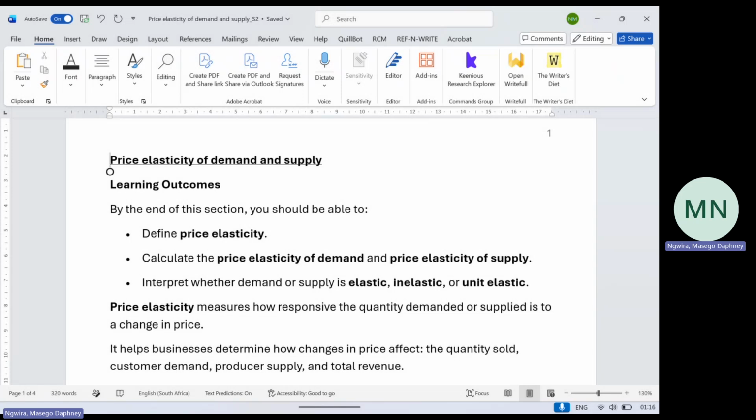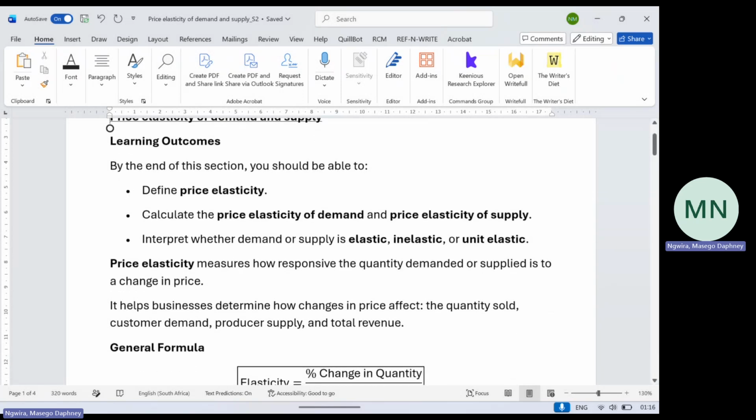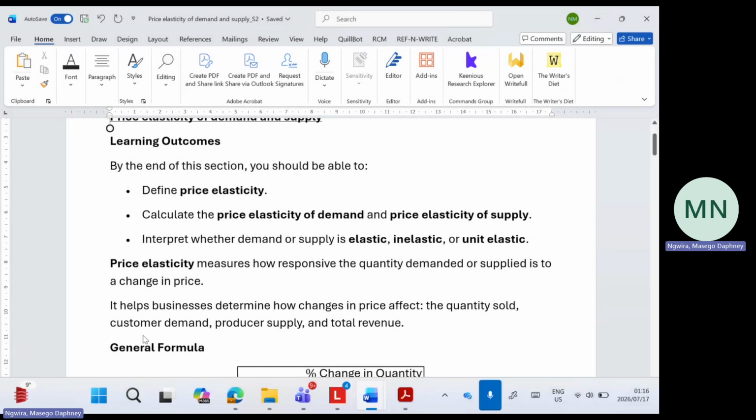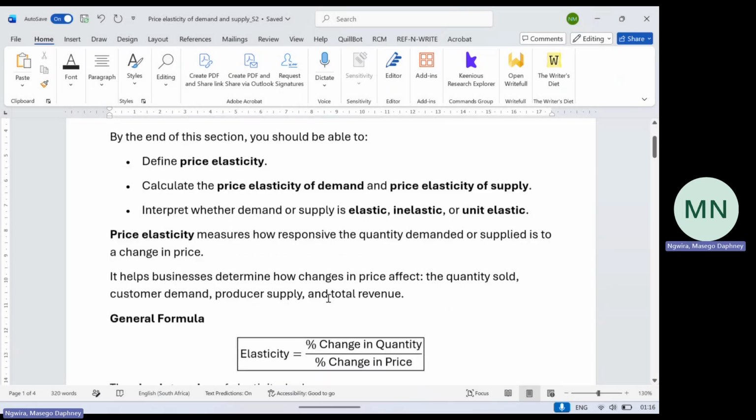Price elasticity measures how responsive the quantity demanded or supplied is to a change in price. It helps businesses determine how changes in price affect the quantity sold, customer demand, producer supply, and total revenue.